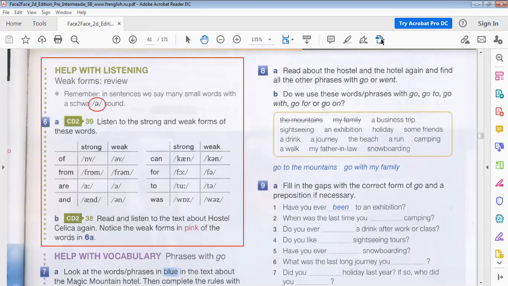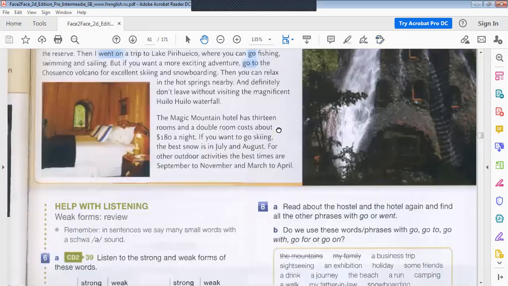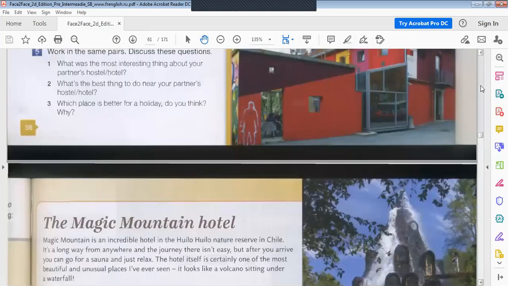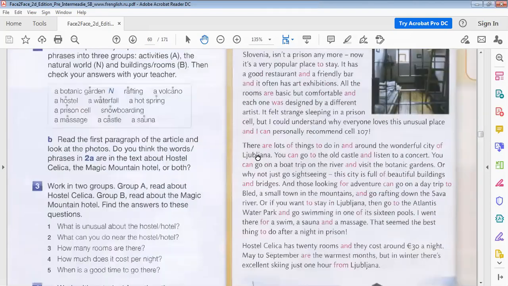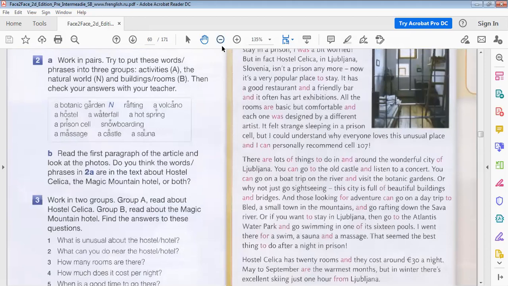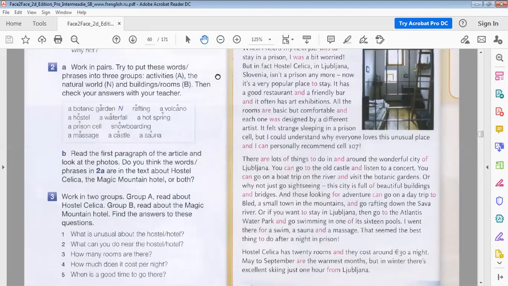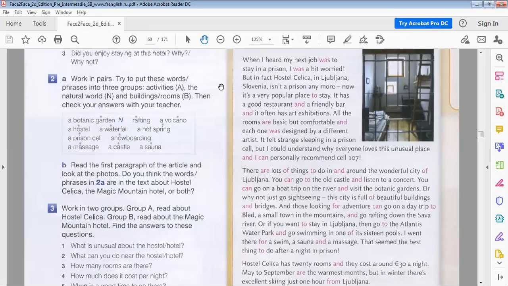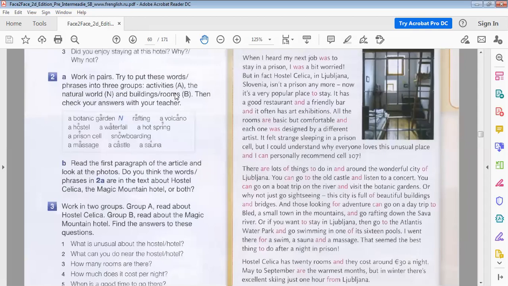Okay. Now, I'm going to play the track one more time. The first one, the one about Hostel Celica. This time, I want you to focus only on the pink words. Okay? Just the pink words. And notice how none of them are in the strong form. You won't hear "was," "and," "can," "to," "of," "from." You will only hear the short form, okay? So let me just repeat it for you. I want you to focus on the pink words. So let's do this.